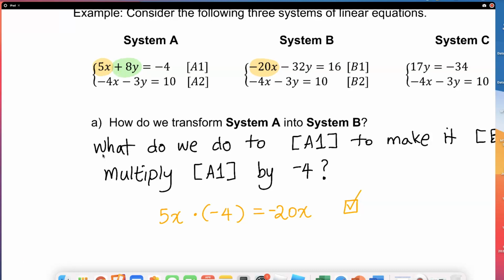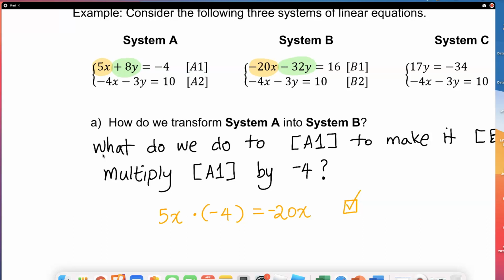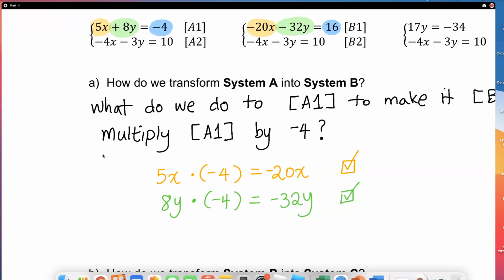Take a look. We're trying to see if that same rule can apply for the 8y and negative 32y. Let's check it. What is 8y times negative 4? 8 times negative 4 is negative 32. And is negative 32 the term in B1? Yes, it is. So I think we're doing good. That's correct. So let me now check the last number on the right side. Negative 4 to 16. If I do negative 4 times negative 4, I get positive 16. And positive 16 was the new number in B1. So we got the rule.